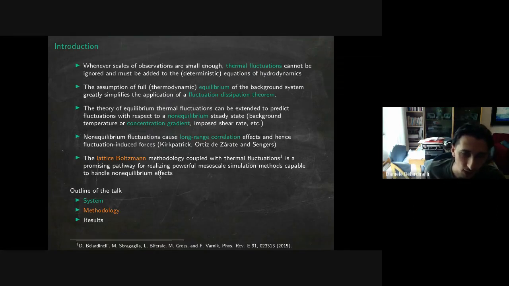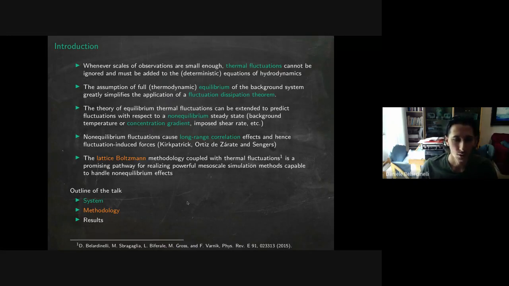The idea of including thermal fluctuations in Lattice Boltzmann has constituted an active research field of recent years. In particular, in this paper here, we discussed how to properly formulate noise in multi-component systems, even in presence of inhomogeneous background concentration. Our aim today is to explore the applicability of the fluctuating Lattice Boltzmann described in this paper in the context of non-equilibrium fluctuations.